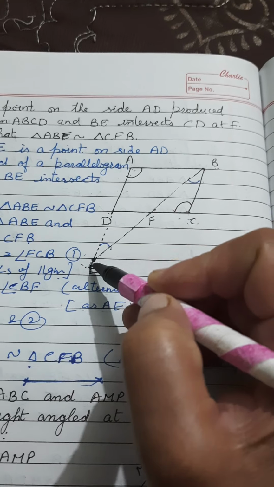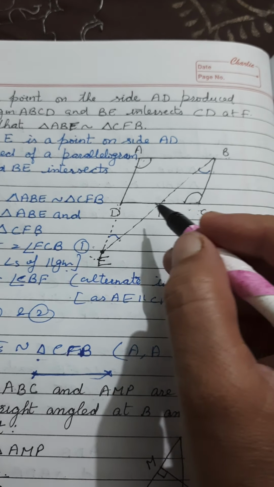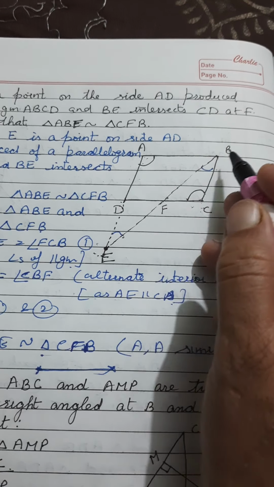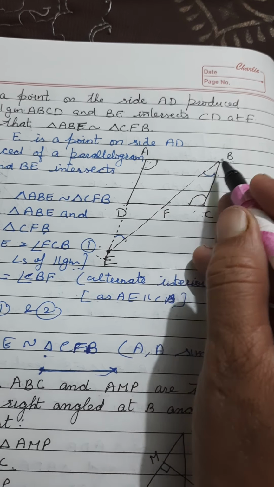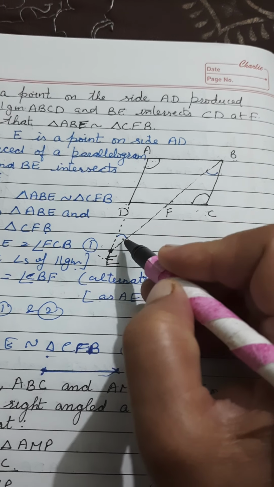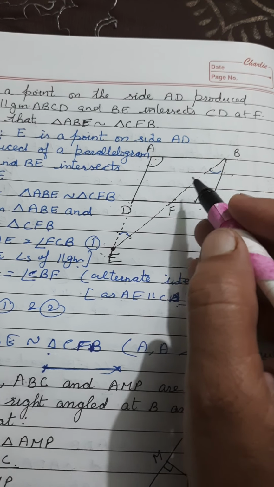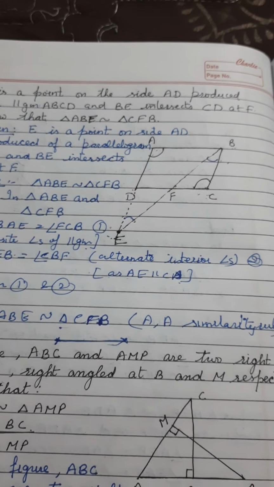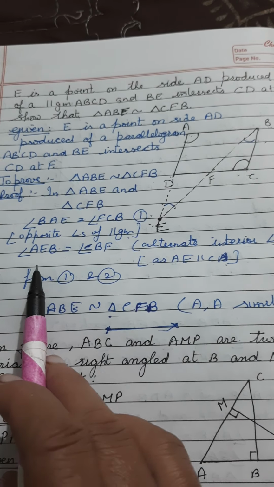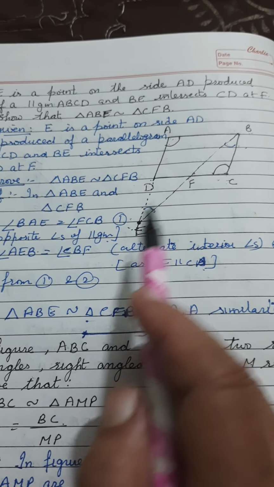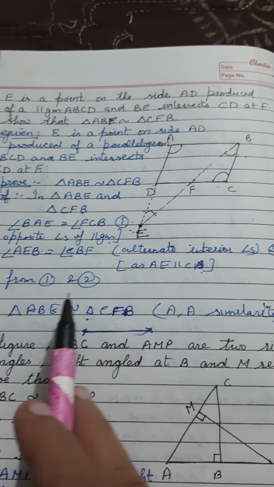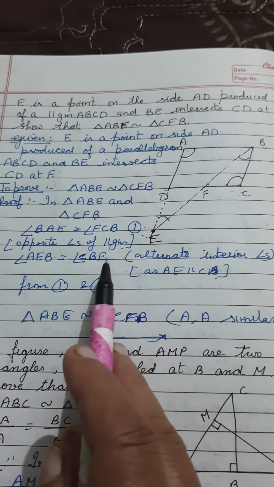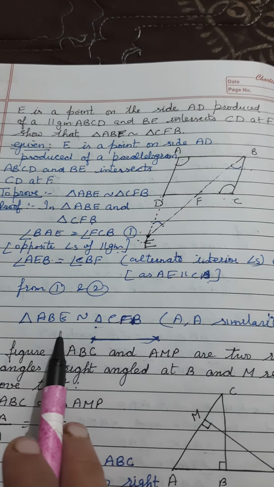Now see, in this triangle and in this triangle, these angles are equal and this angle is equal to this angle. Therefore, these triangles are similar by the angle-angle similarity rule. Angle AEB is equal to angle CBF, alternate interior angles. We have taken these two equations as 1 and 2. Then from 1 and 2 we have these triangles are similar by the angle-angle similarity rule.